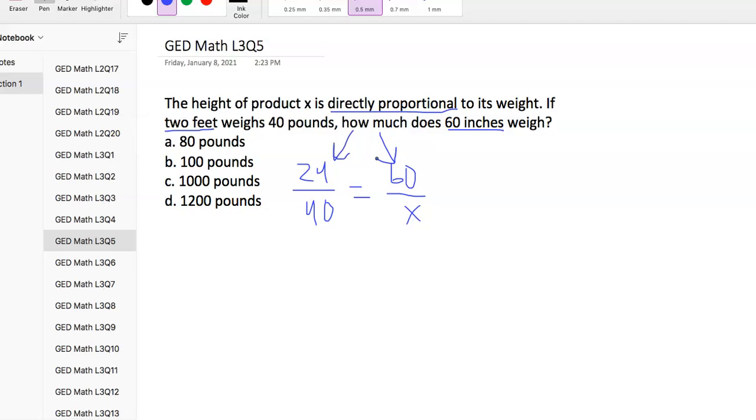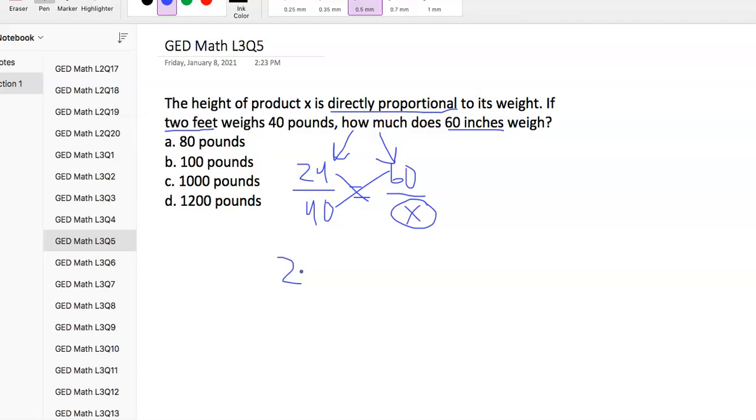Okay, and so that's why we set it up this way, right? The 24 inches was in the numerator, the top part of the fraction, and so the 60 inches is in the numerator, the top part of the fraction. The 40 pounds is in the denominator, the bottom part of the fraction, and so this X right here is going to be some number in pounds, and so we put that in the denominator over here on the right-hand side. Okay, so we got it set up, and cross multiply.